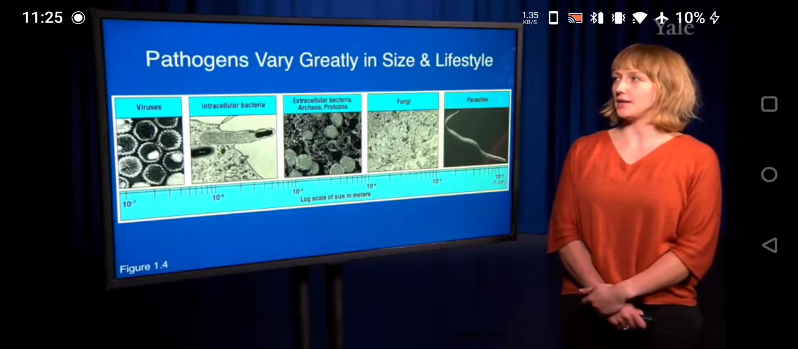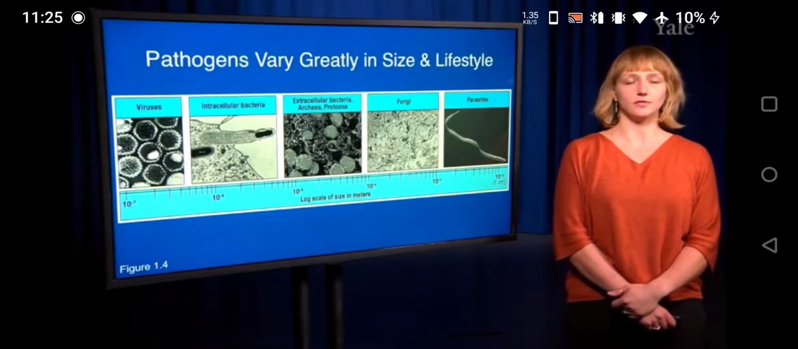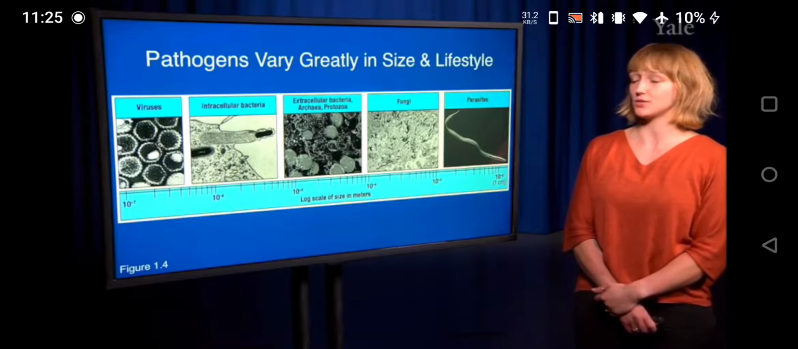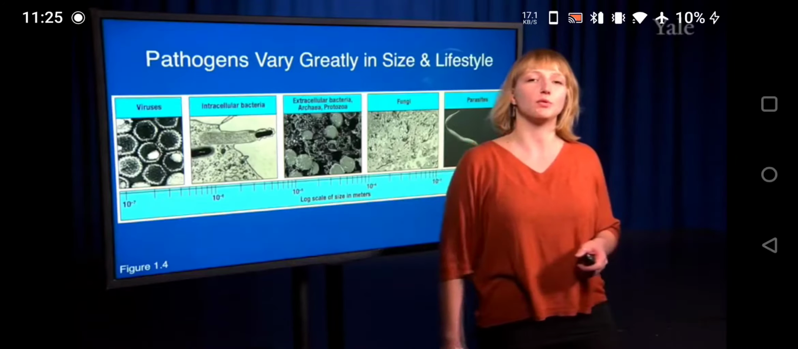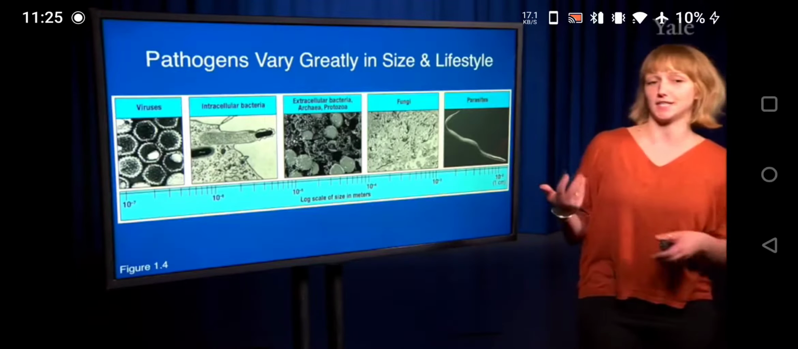I just want to remind you before we get started that the majority of our figures will be coming from your Janeway textbook, and you'll see the figure numbers at the bottom if you want to reference them for yourself back in the textbook.